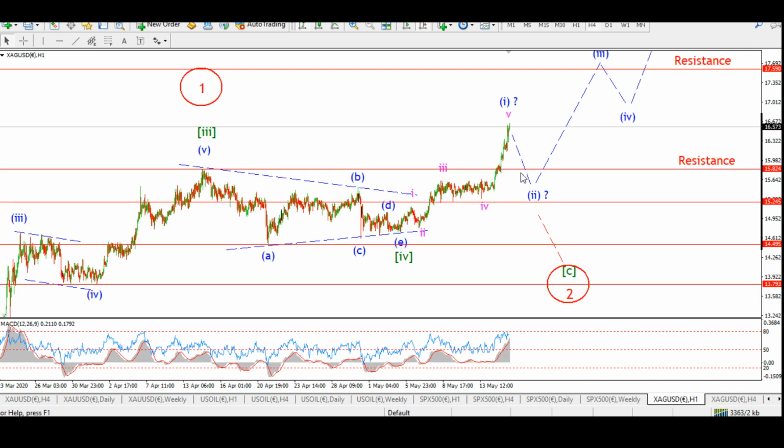Let's get to the hourly chart here. You can see a triangle over the last few days, and then a 5-wave pattern out of that triangle. That'll be wave 1 of 5 complete. So I'd be looking for a short-term correction in wave 2 of 5, and then a rally in wave 3 of 5.